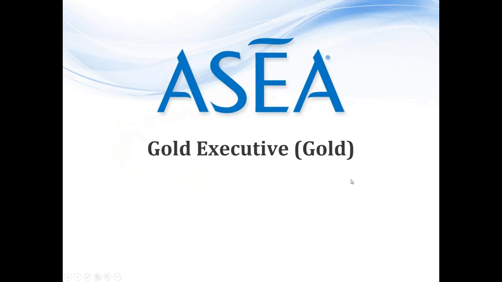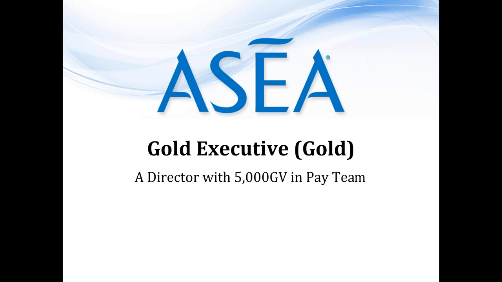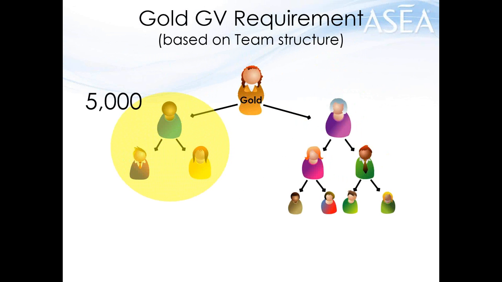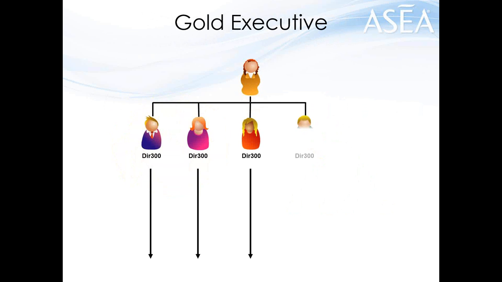And then a Gold is a director with 5,000 group volume in the pay team and 4 Director 300 legs. So again, just like going from Director 700 to Bronze, it's much more of a reach because it's much more of a significant achievement. 5,000 in the pay team and 4 Director 300 legs. Congratulations, you're now a Gold. Again, guys, this is the targeted spot we want people to shoot for because this is now income replacement. This is for 5,000 or more, okay, a month.